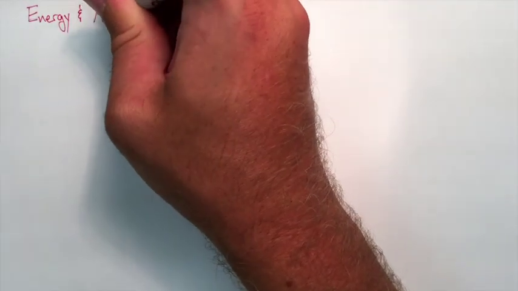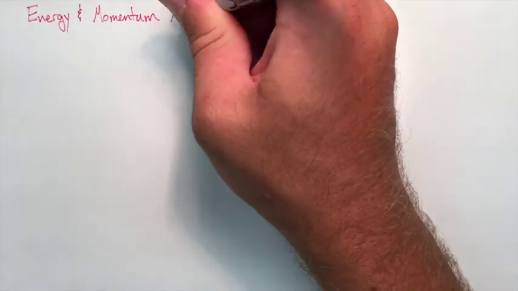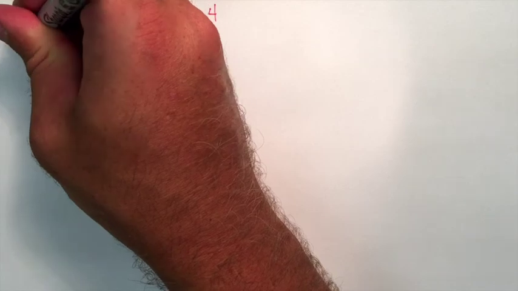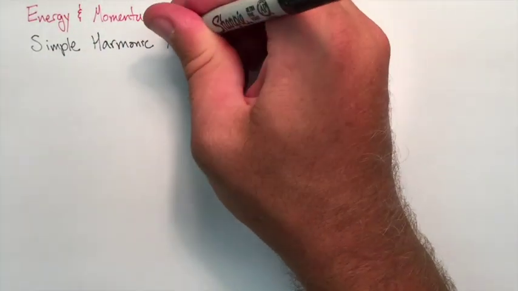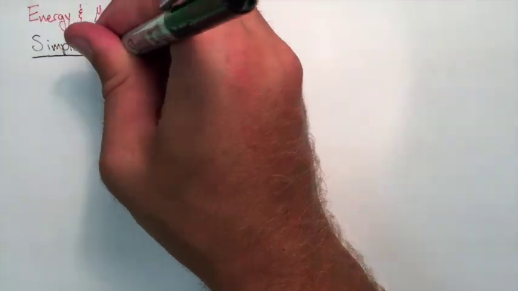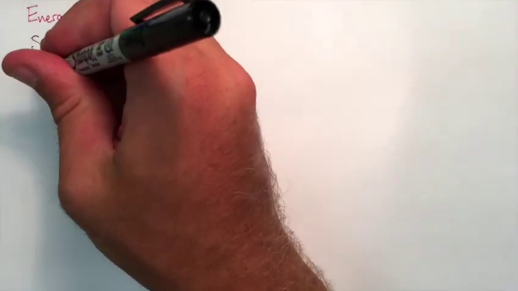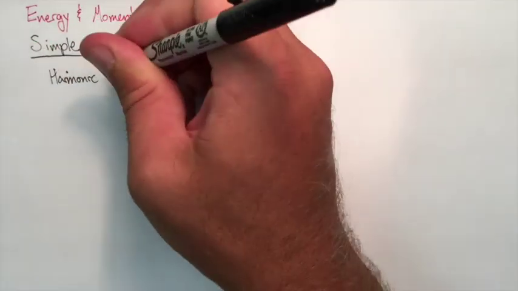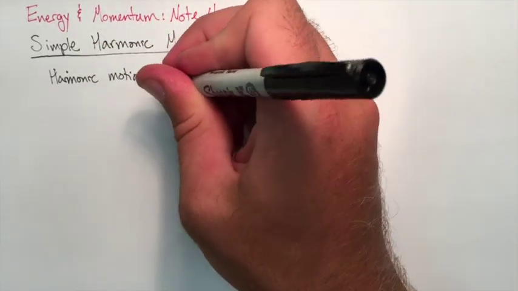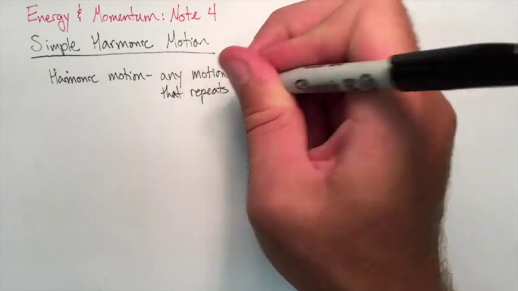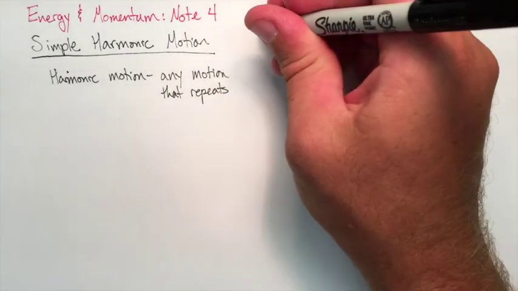Grade 12 Physics, Energy Momentum Note number 4, Simple Harmonic Motion. Simple harmonic motion is an extension of conservation of energy, where we have motion that basically repeats itself, and that's why it's called harmonic. So an example might be a pendulum moving forward, backwards. That's motion that repeats itself, so we could call that harmonic.